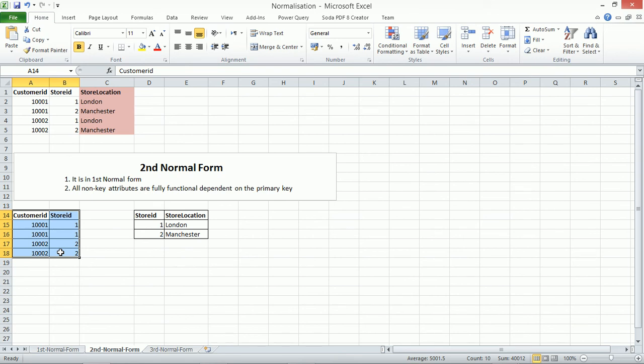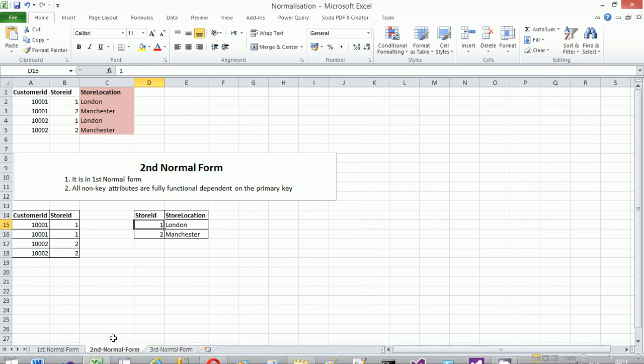So you remove the non-key attributes, find the dependency upon the non-key attributes, and make sure that they are fully functionally dependent on the primary key. Basically, this now becomes two separate tables.